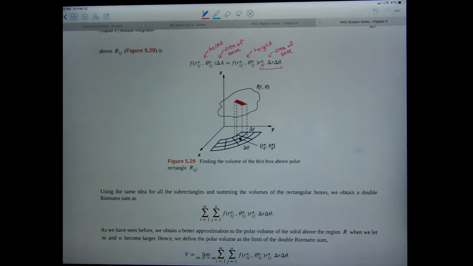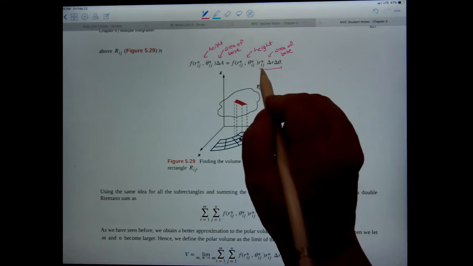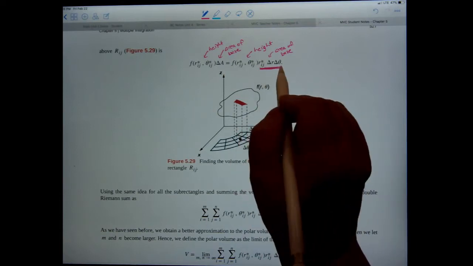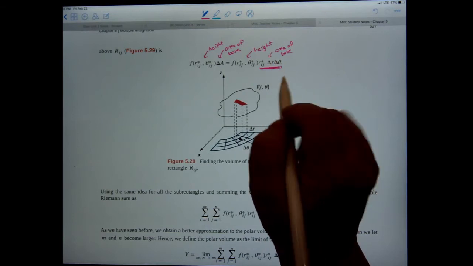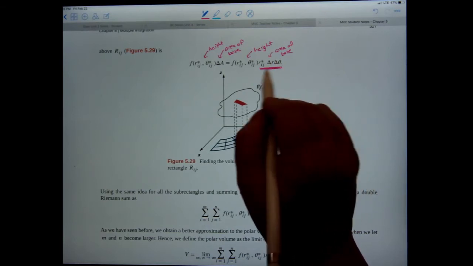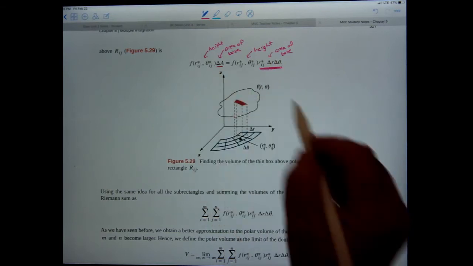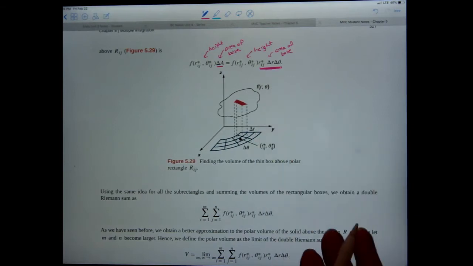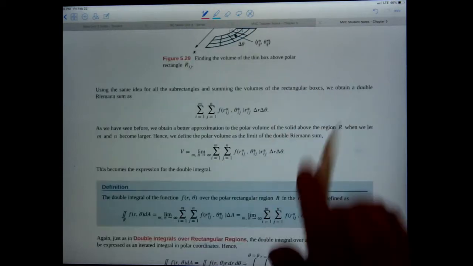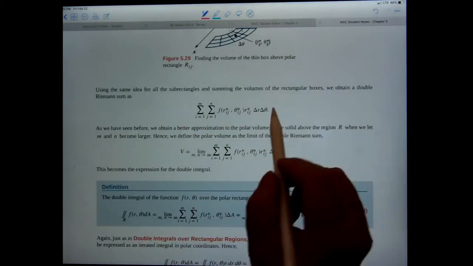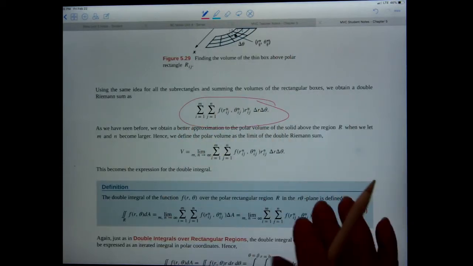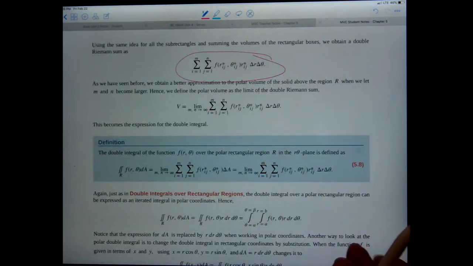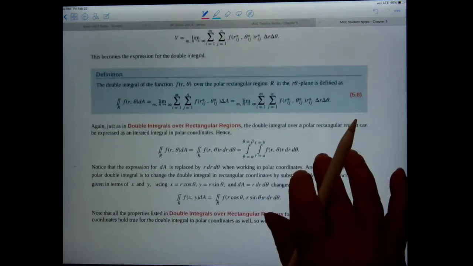So the previous page, we found out that this thing right here is the same thing as the area of the base. Rij, delta r, delta theta. Then they come down here, they put it in a Riemann sum, right here, and then they take the limit. Okay, so let's talk about this.